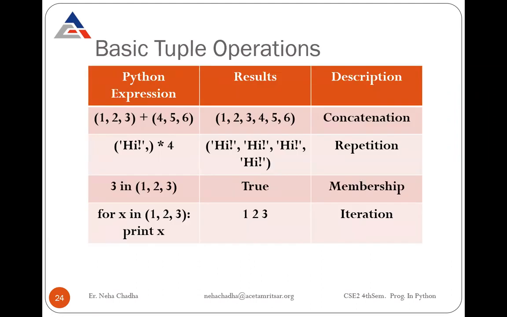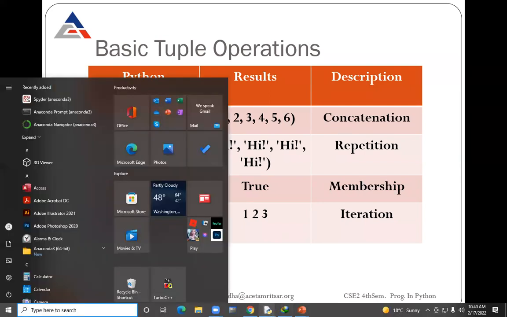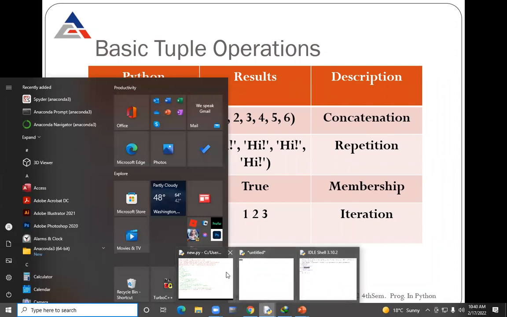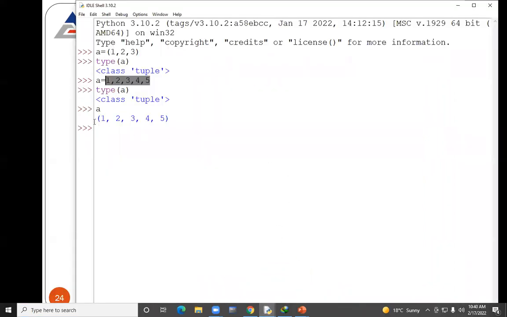Next come the tuple operations. Concatenation is there. You can use repetition similarly as in your list. Then membership, then iteration. Firstly, we will go through all the operations. First is the concatenation.